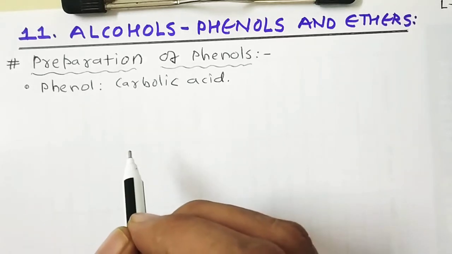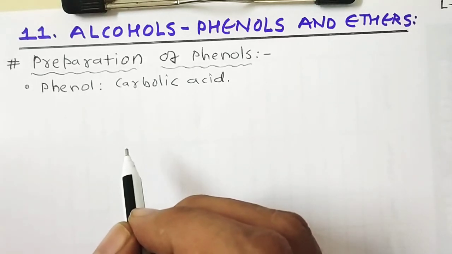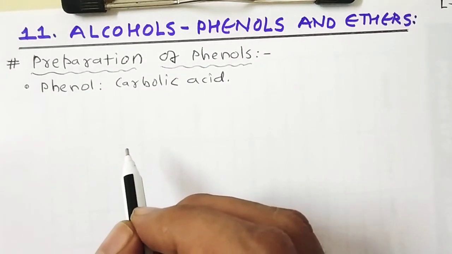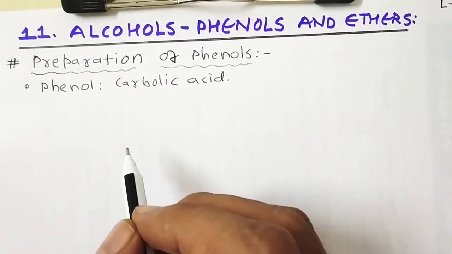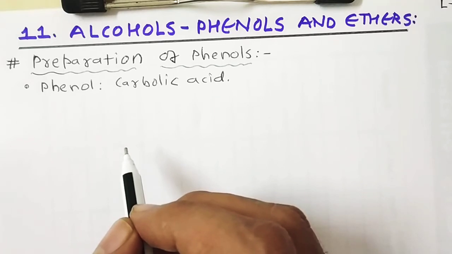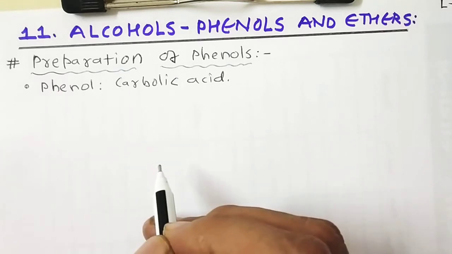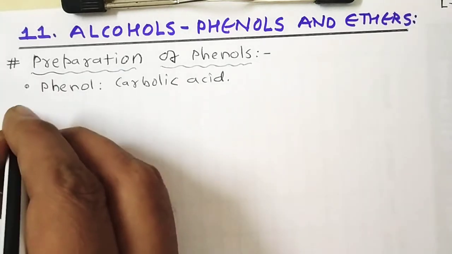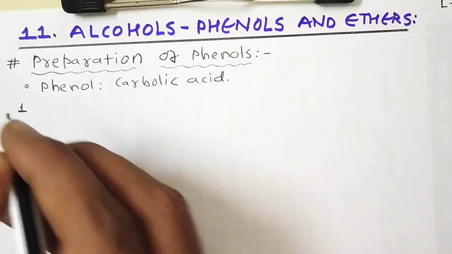It was first isolated in the early 19th century from the middle oil fraction of coal tar distillation. Nowadays, phenol is manufactured synthetically in the laboratory. Phenol is prepared from benzene derivatives with the following methods. So first we start with method number 1.